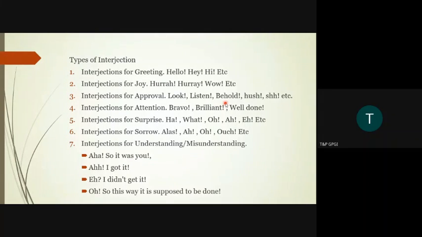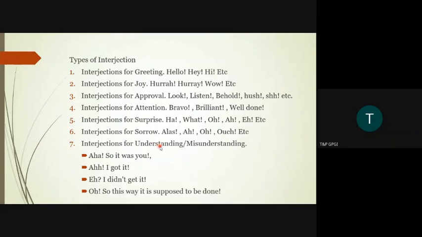I don't know how much you're understanding, but I hope you do understand. Then attention: bravo, brilliant, well done. You are giving attention to someone's hard work. So this is how you can do it. Then surprise: ah, what? Oh, ah, and the list goes on. So this is how a surprise interjection goes. Or sorrow: alas, with a down feeling, or oh, ouch, something bad happened. Likewise, a sorrow, a bad thing.